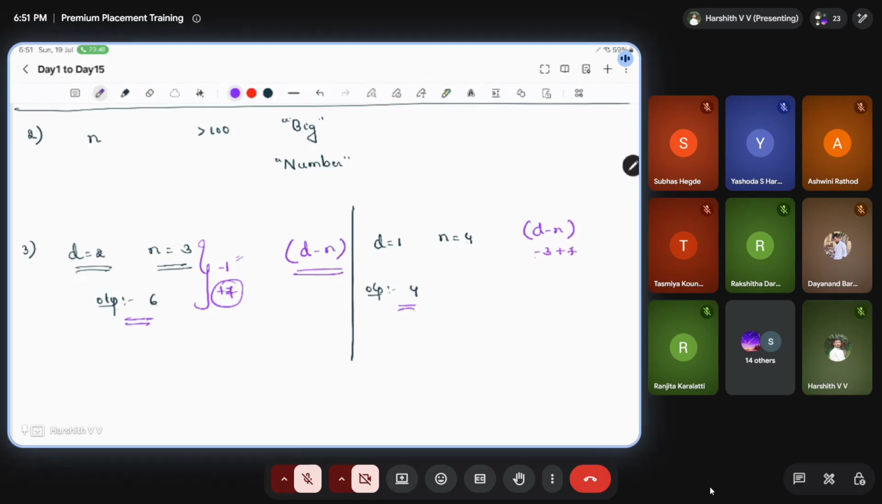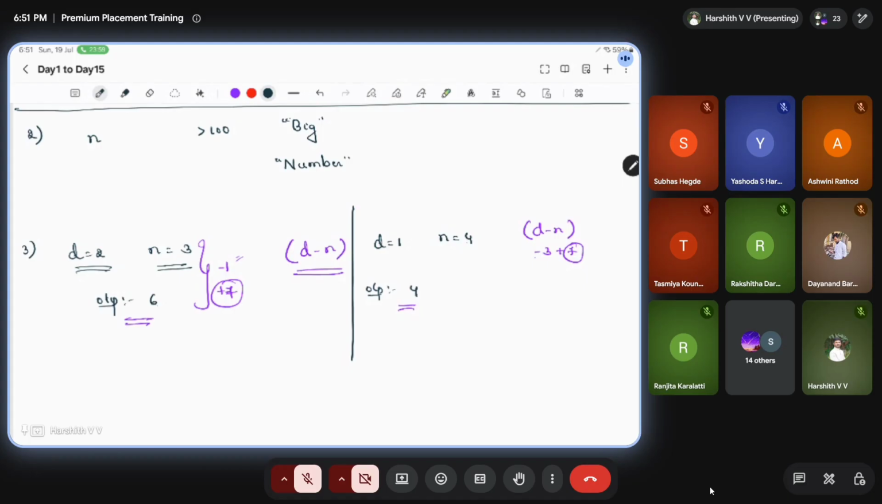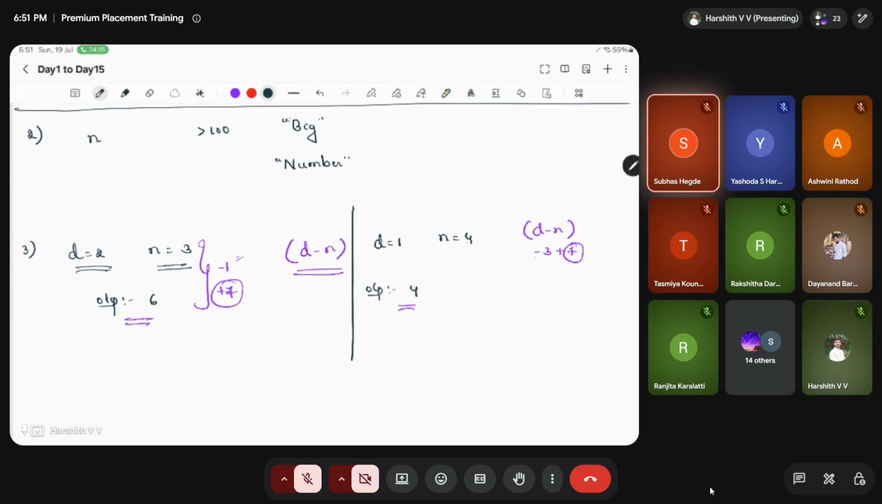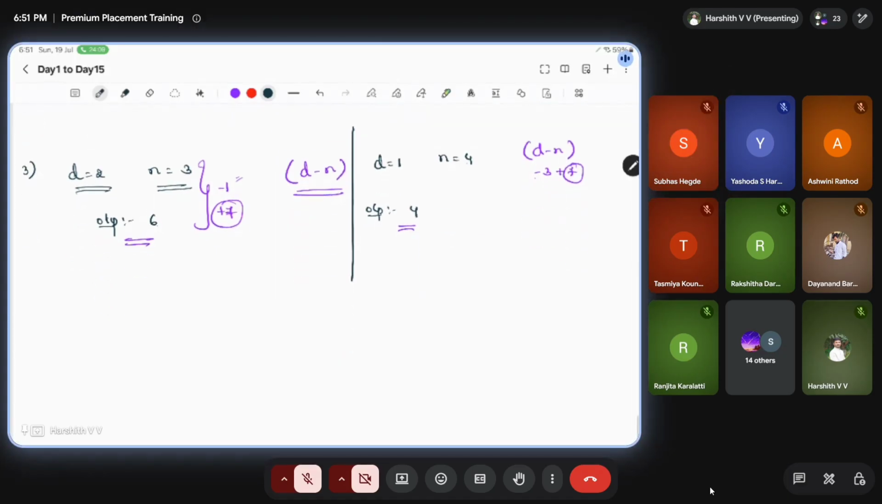So now my question is, are you going to add plus 7 always? Not in the first case, sir. Not in the first one. So how are you going to check it? If d is greater than n. Yes, if d is greater than n, you can check like that.